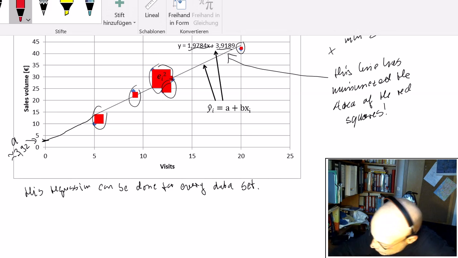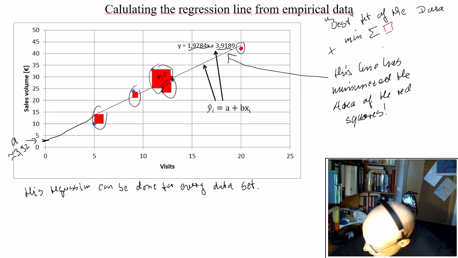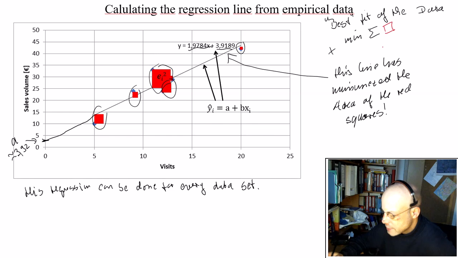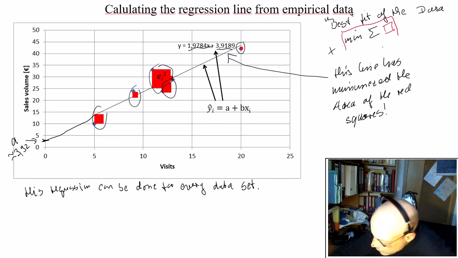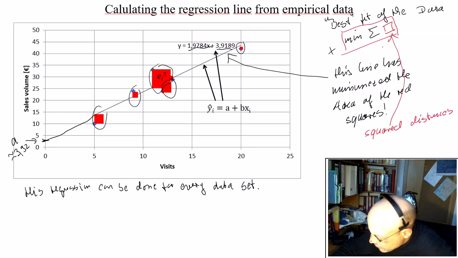Let me put this like this. This is our aim: squared distances with respect to the fitted line.